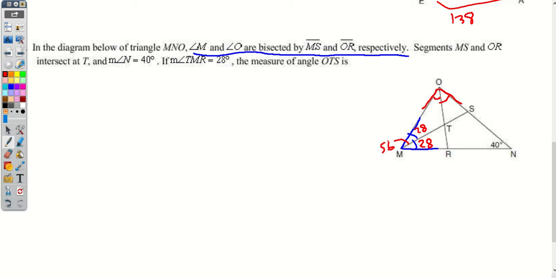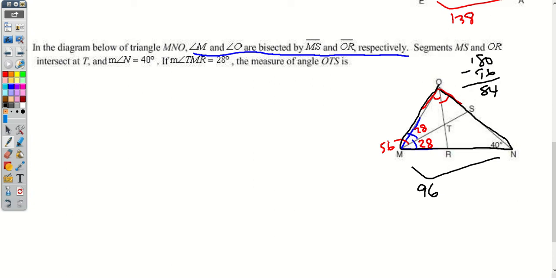So in my really big triangle, right, that's going around the whole thing here, I have measures of 40 and 56, which is 96. So this angle O, right, MON, is 180 minus 96, which is 84. So each of these angles has to be 42. That's half of 84. All right. I'm just going to fix the 42 there. 42. All right. And then we're trying to figure out, right, OTS, this angle right here.